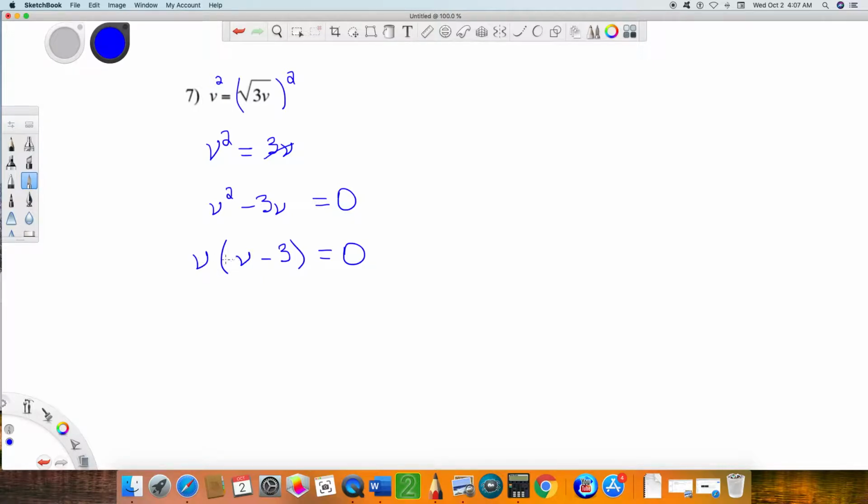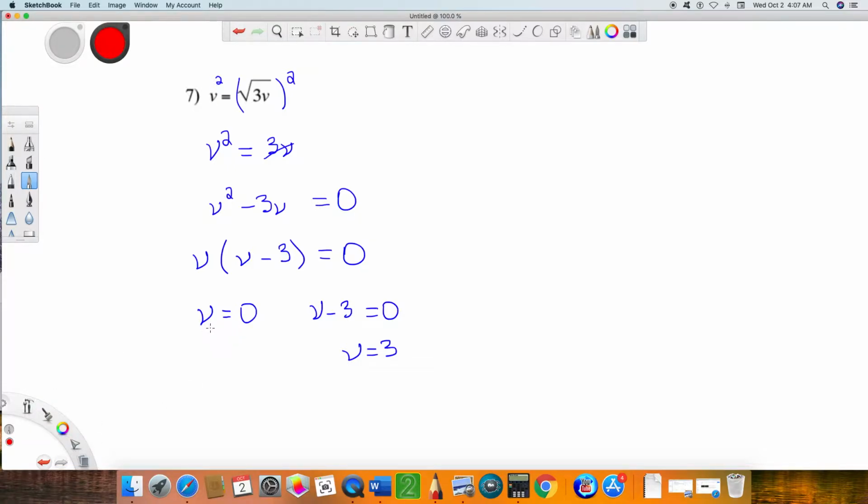So if these two algebraic expressions multiply to give you 0, then at least one of them has to be 0. There's no way that two numbers multiply together to give you 0 unless one of them is 0. So either v is 0 or v minus 3 is equal to 0, which means that v would be 3. So let's check each one of these.